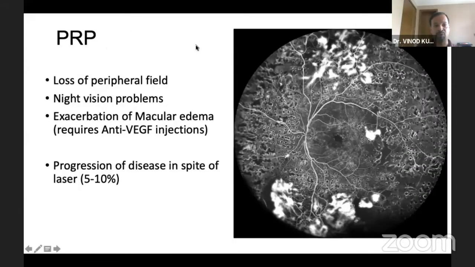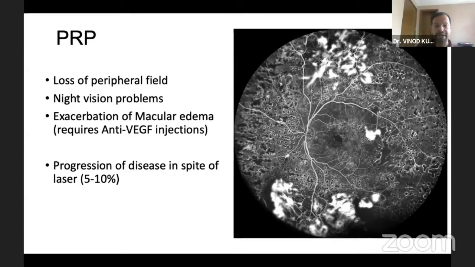Now, we all are familiar with the side effects of pan-retinal photocoagulation, and we have all seen this kind of picture where the patient has undergone photocoagulation extensively, but the neovascularization just refuses to go away. This is associated with loss of peripheral field, night vision problems, and frequently it is associated with an increase in macular edema, which again would require anti-VEGF injections.